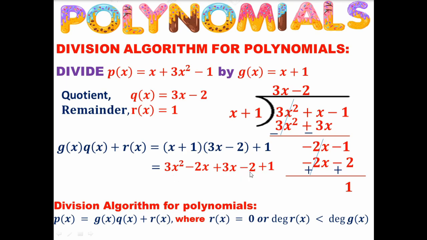Now let me simplify this polynomial. Simplification means combining the like terms. Considering 3x square, you don't have any other terms related to 3x square, so it is as it is, 3x square. Combining the x term, it is minus 2x and 3x, so when you combine these two terms, you get plus x. And constant term, minus 2 plus 1, so when you combine, you get minus 1, which is nothing but p of x. So we see that the division algorithm is true for polynomials also.